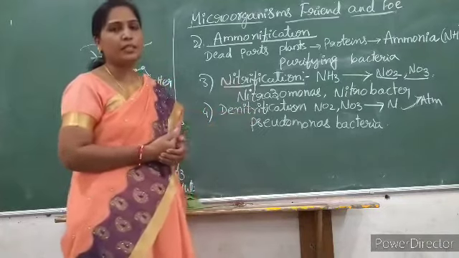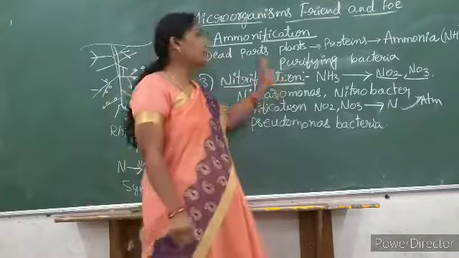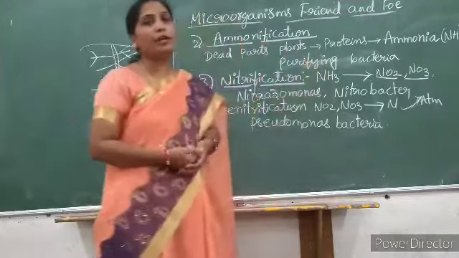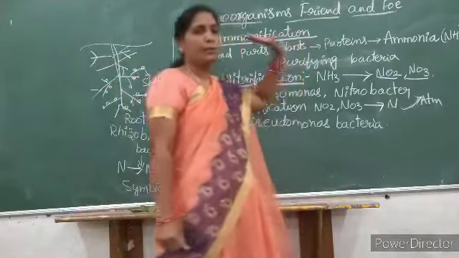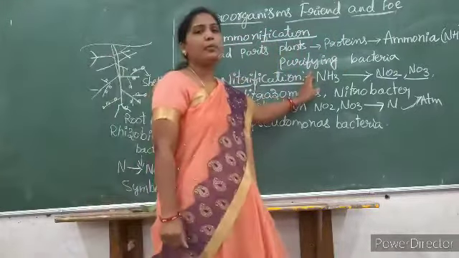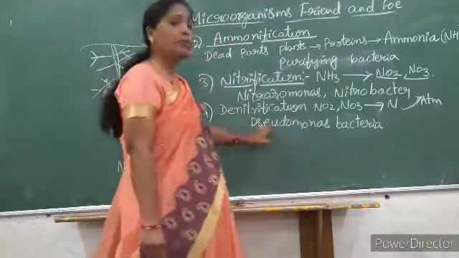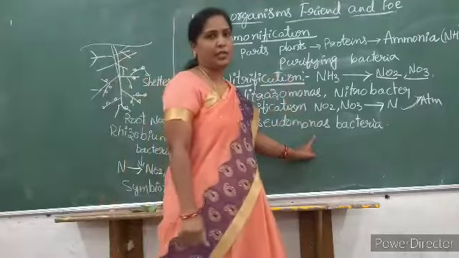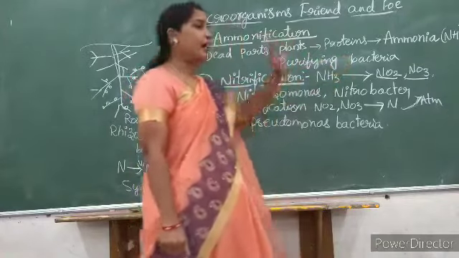And what's the next step? Ammonification. What happens in ammonification? The protein parts present in the dead and decayed parts of plants and animals get converted into ammonia. Here which bacteria are helping? Purifying bacteria. Before I said Pseudomonas, but actually Pseudomonas is helping in denitrification. Here, purifying bacteria are helping.